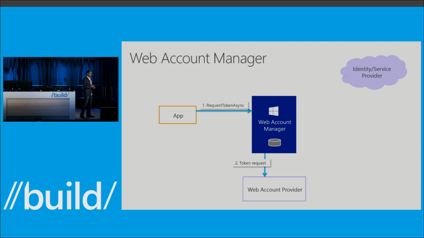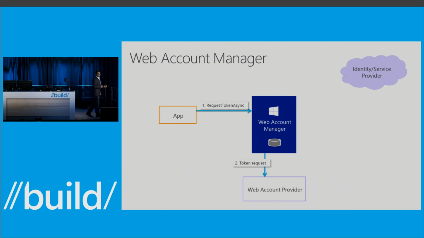After Web Account Manager is able to ascertain that, yes, I have this provider available, this app is installed, it activates the corresponding Web Account Provider application and passes in all the context that it got from the original calling application, along with things like the package family name, so that the Web Account Provider has all the context. A couple of other things it does is make sure that the Web Account Provider is in the foreground, and that everything from a windowing perspective and user experience perspective is done correctly so that you don't have to deal with it.